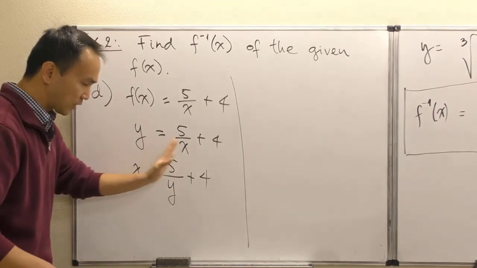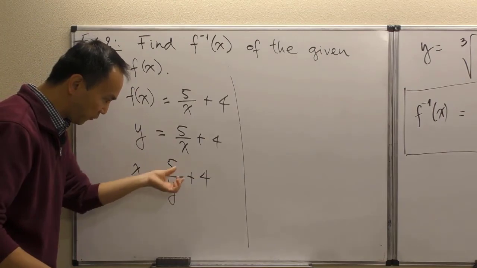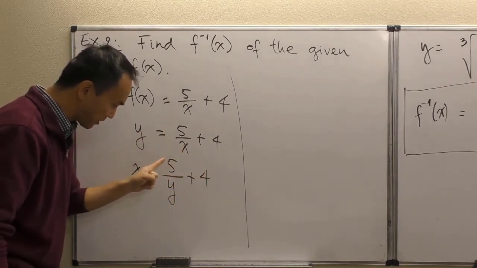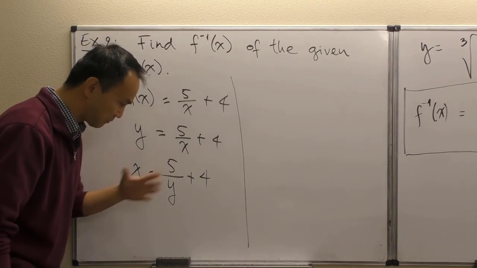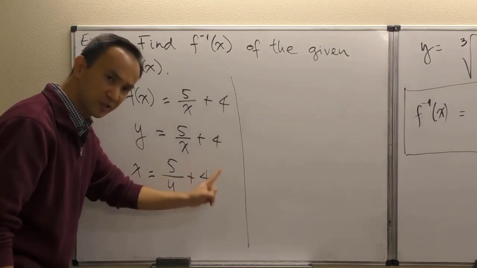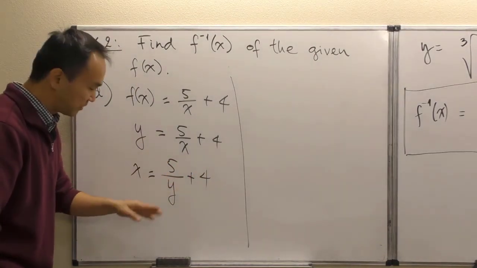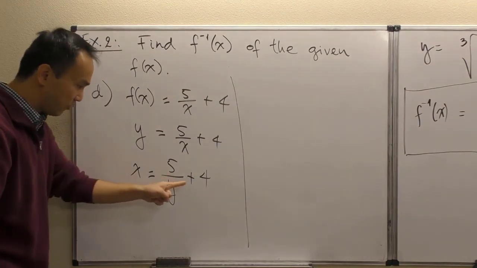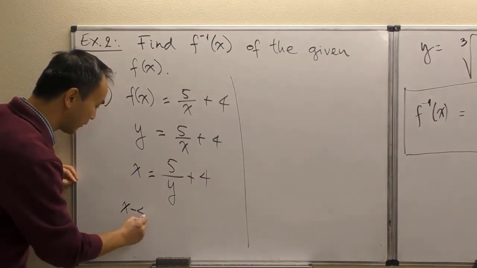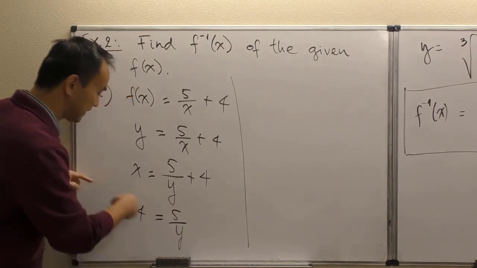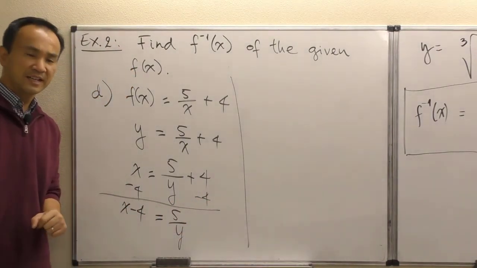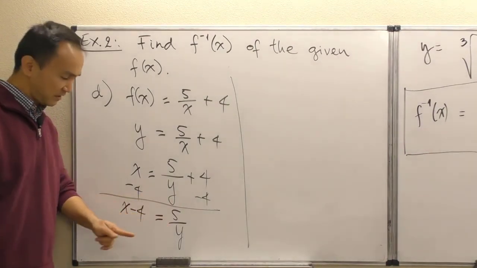According to the order of operations, division comes before addition or subtraction. So to solve for a variable, we have to get rid of the addition or subtraction before we get rid of division or multiplication. In that way, I am going to subtract 4 from both sides. We're undoing the operations. Now we have x minus 4 equals 5 over y. I did that because I subtracted 4 from both sides, and that consequently ended up with this equation. Now in order to solve for y from here, I am going to multiply.